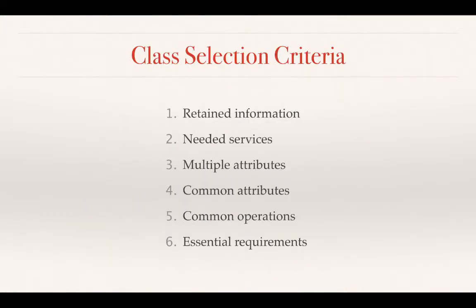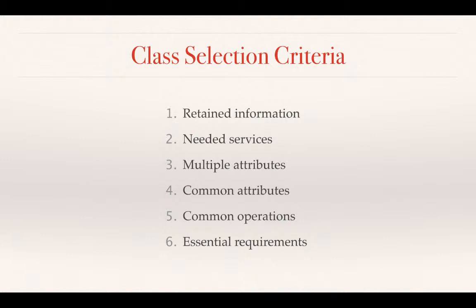Once you have a candidate class that falls into at least one of the categories in the previous slide, you want to make sure that those potential classes meet all, or preferably all, of these criteria. You should retain information. Objects have data and operations. If there's no data for them to retain, perhaps they shouldn't be part of your analysis model. They should provide needed services. These are the operations in the class. If a potential class doesn't have needed operations, then it shouldn't be part of the data model.